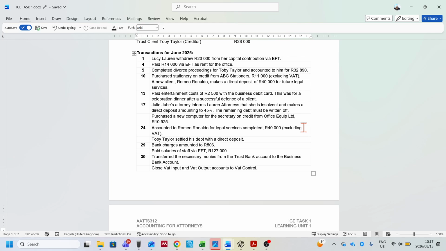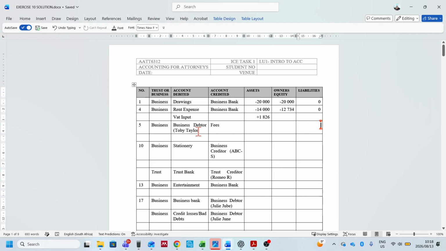So in terms of accounts debited and credited, you are going to have business debtor being debited to indicate the amount receivable. And then you're going to have fees being credited to indicate the income the business made. And then you're also going to have VAT output being credited to indicate the total amount you owe SARS that you have charged your customer. So on this side, you have got business debtor, and then fees. Then the third account to be credited will be your VAT output.